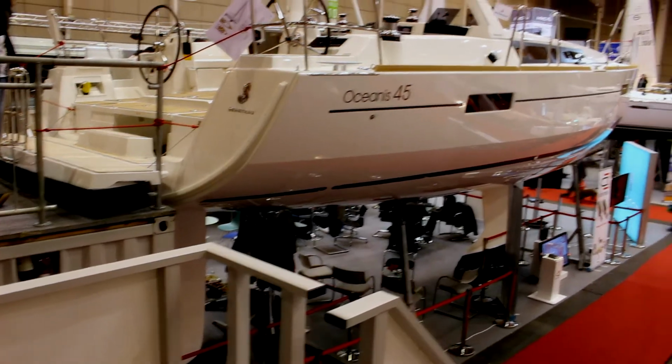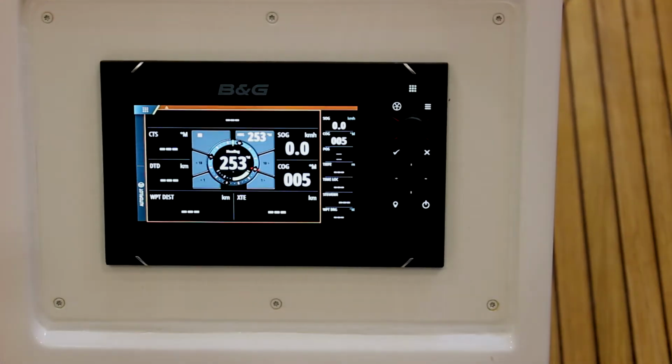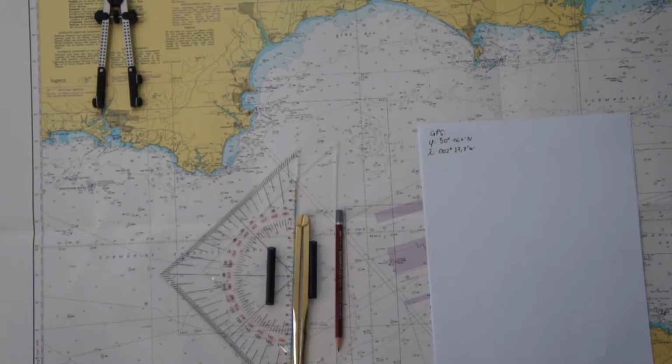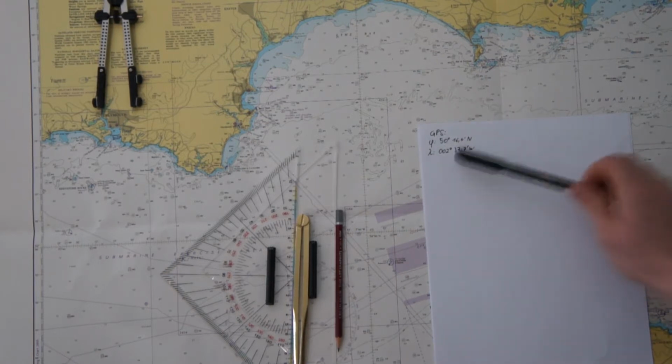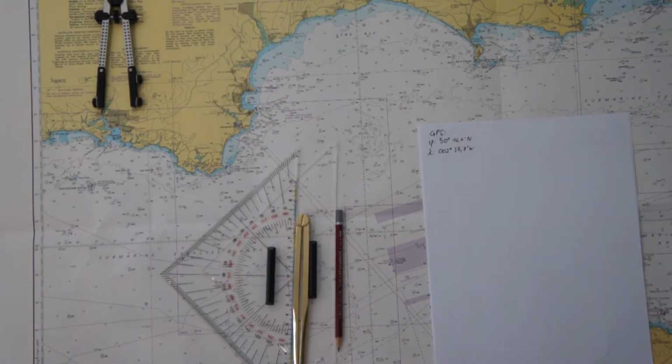So you're on your boat and you have your GPS and there are some numbers. As we already know, these numbers are coordinates, and the first one is the latitude and the second one is the longitude. Now it's important to find your position on the chart so you know how deep the water is, if there are any obstructions or where the next port is. So let's try to find this position.